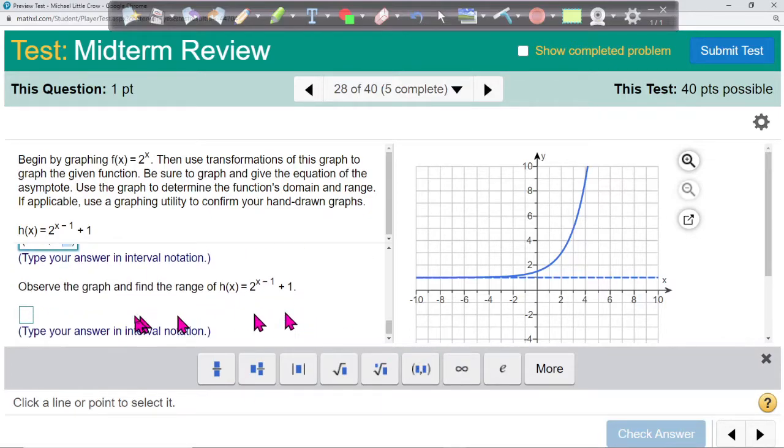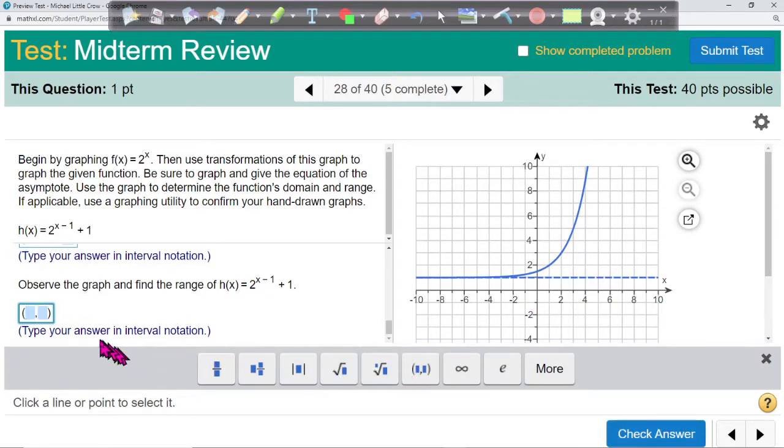How about observe the range? The range, okay, the lowest value would be 1, y equals 1. But 1 itself is actually not included. So we'll put a parentheses, and then it goes all the way, shoots all the way up to infinity.